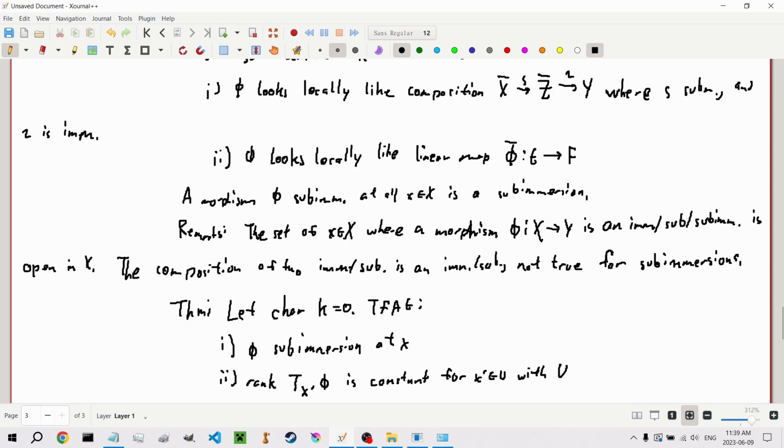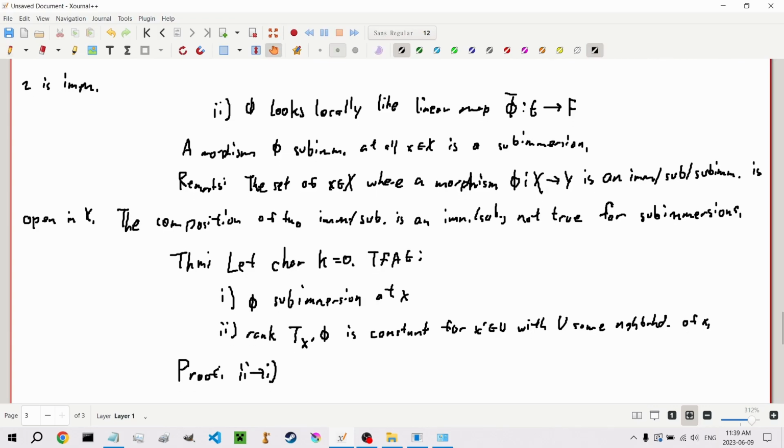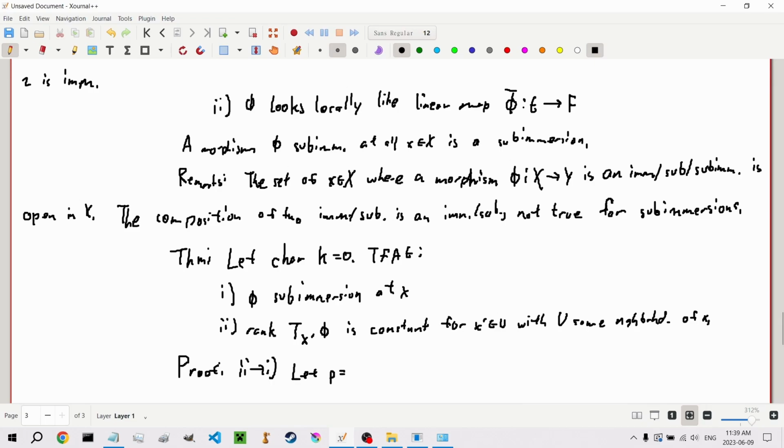with U some neighborhood of x. Now, submersions having constant rank is pretty obvious by linearity, but we should prove the other direction. We're going to let p be the k-dimension of the image of the tangent space at x of our phi.